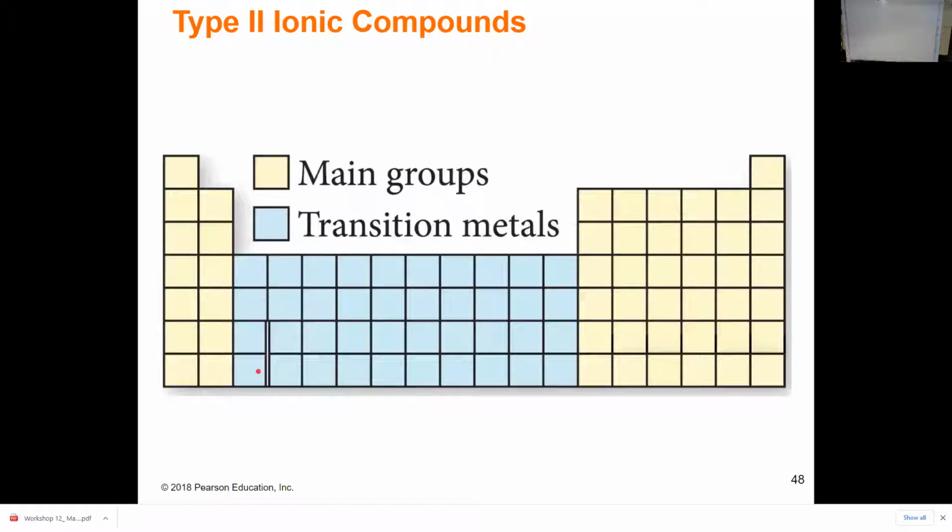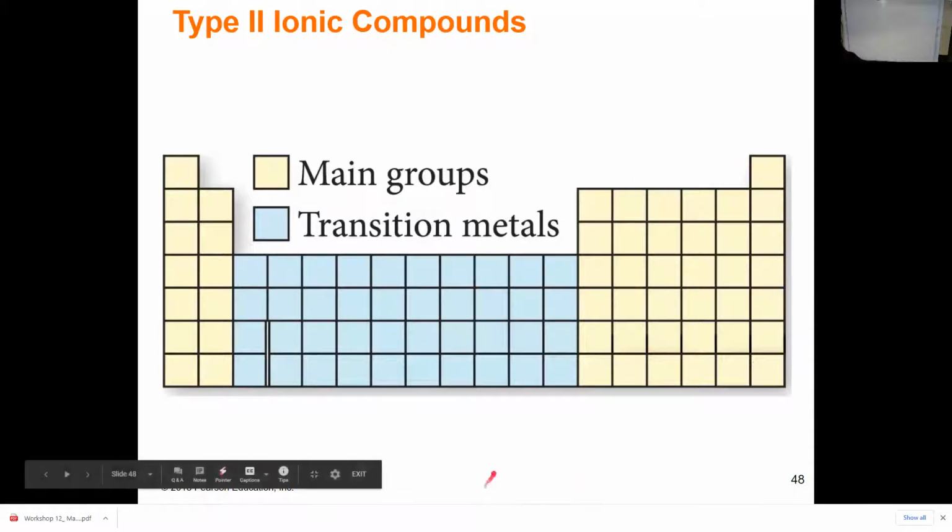This is a generic layout of your main group versus your transition metals. The main groups are in yellow. So it's your 2 end columns on the left, and then your 1, 2, 3, 4, 5, 6 columns on the right. And the blue rectangle in the middle are your transition metals.